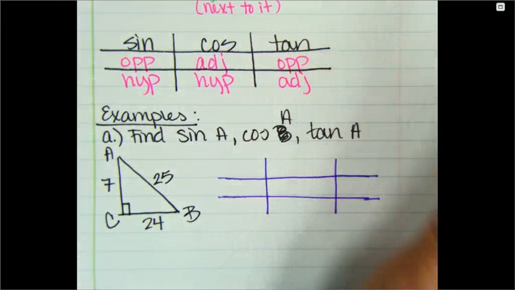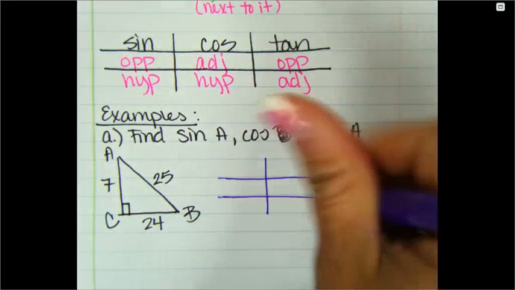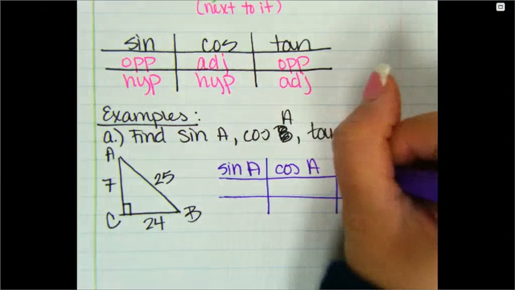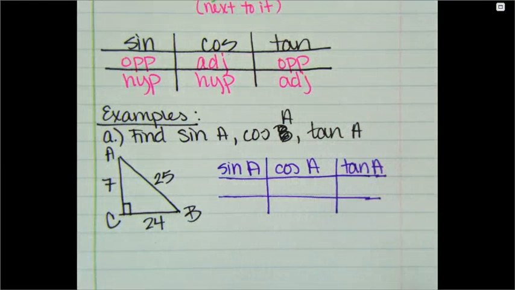Anytime you're looking for an angle, whatever angle you're looking for, tomorrow it's not going to be angle A. It's going to say like 36 degrees. Do you understand? We're going to plug that in here. So we're going to put sine of A, cosine of A, tangent of A. If it was 36 degrees, we would say sine of 36, cosine of 36, tangent of 36. So we're going to put whatever our angle is in the chart. The angle is always the same all the way across. Yes?